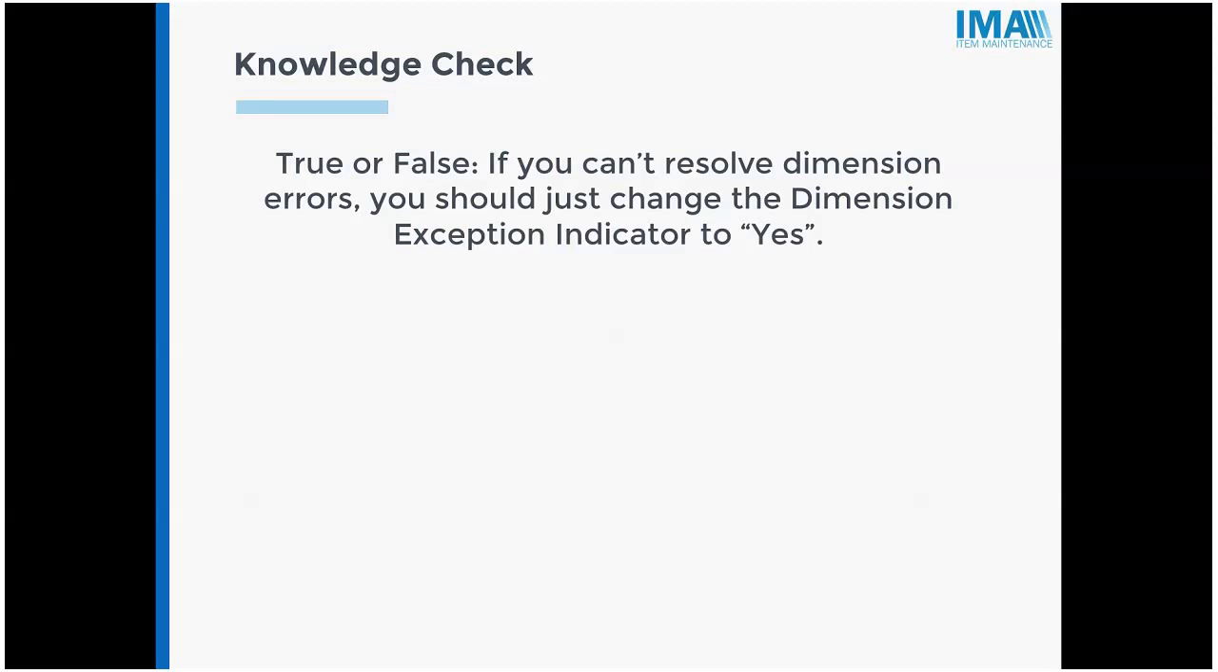True or false? If you can't resolve dimension errors, you should just change the dimension exception indicator to yes. This is false. You should only change the dimension exception indicator to yes if your product is compressed, nested, or stacked, or it contains a display shipper.